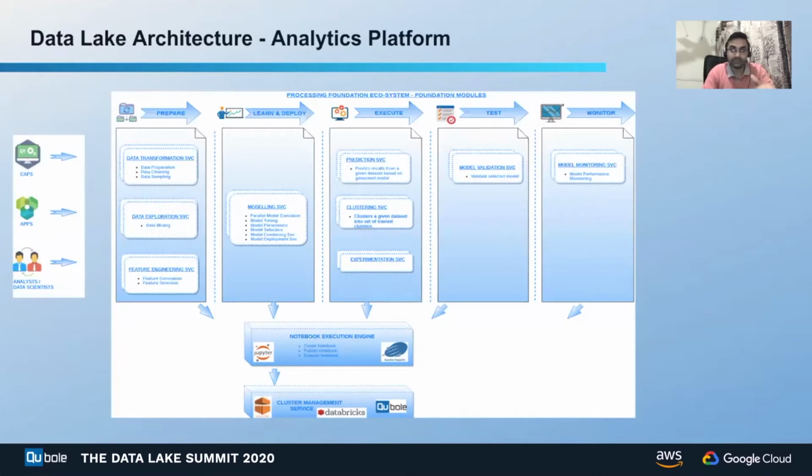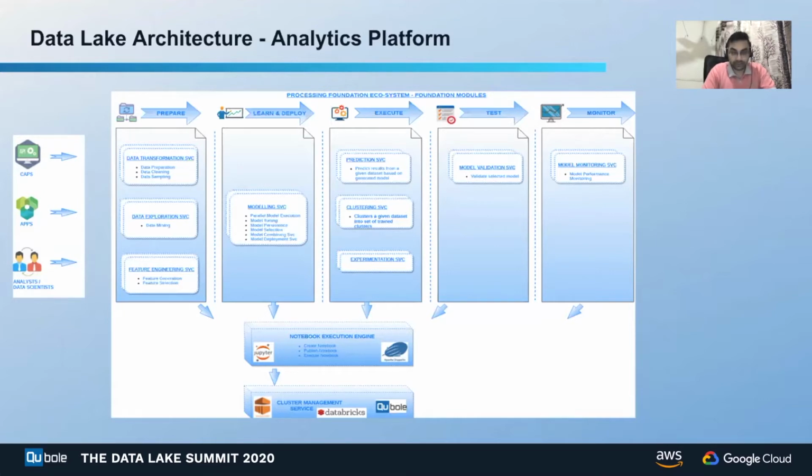We have something called foundations, and then we have something called enablers. What you're seeing at the bottom are two core services. One is called cluster management service, and the top service that sits above that is called notebook execution service. We also call it data processing service. We use different providers in terms of big data management. We use AWS. We definitely use Qubole along with some of the other big data managed providers.